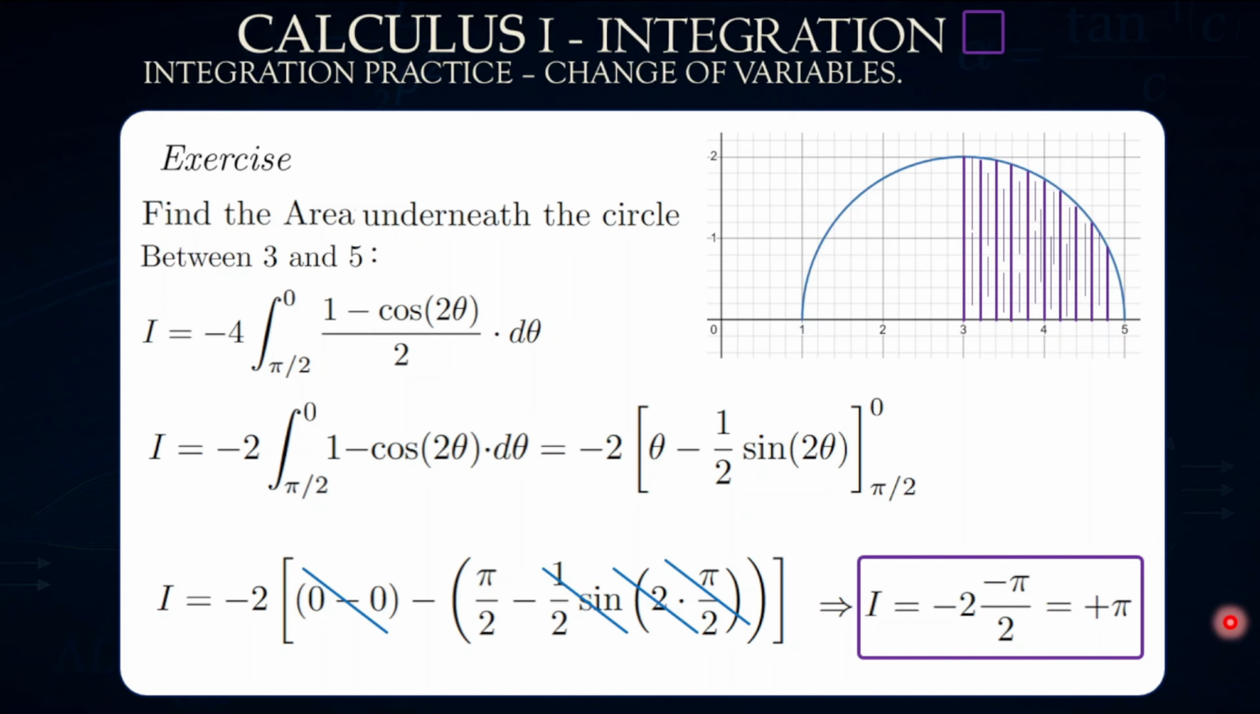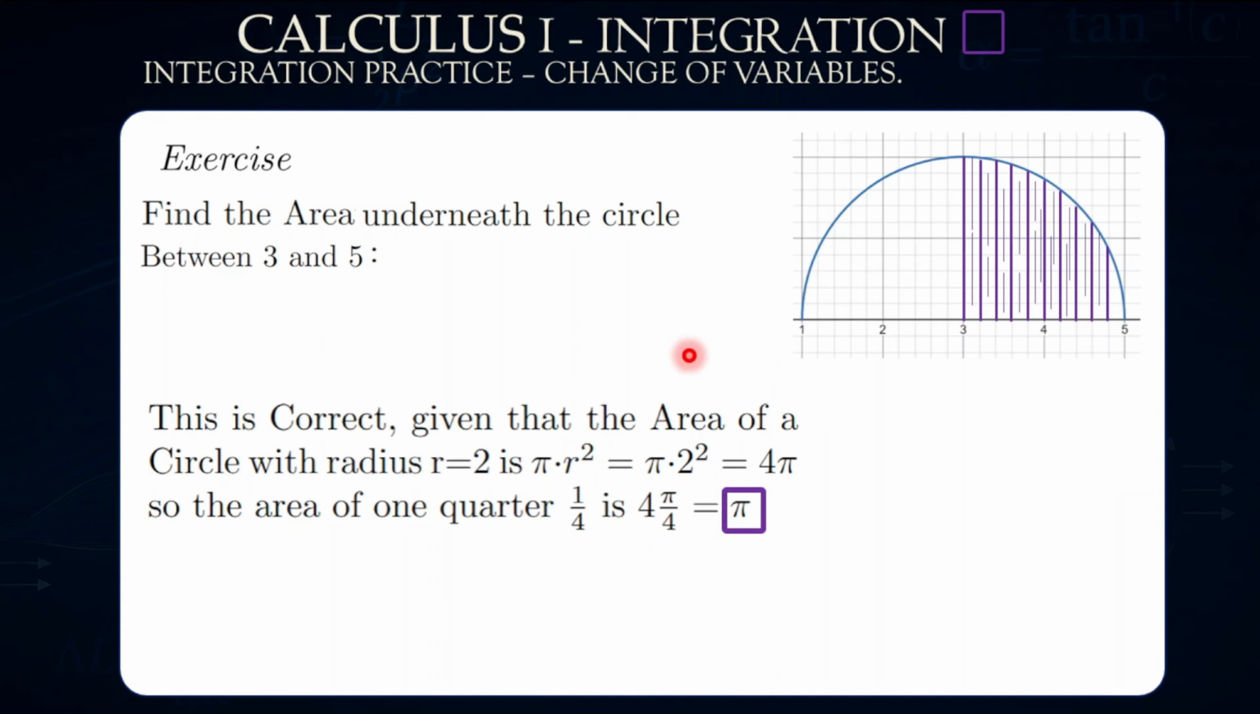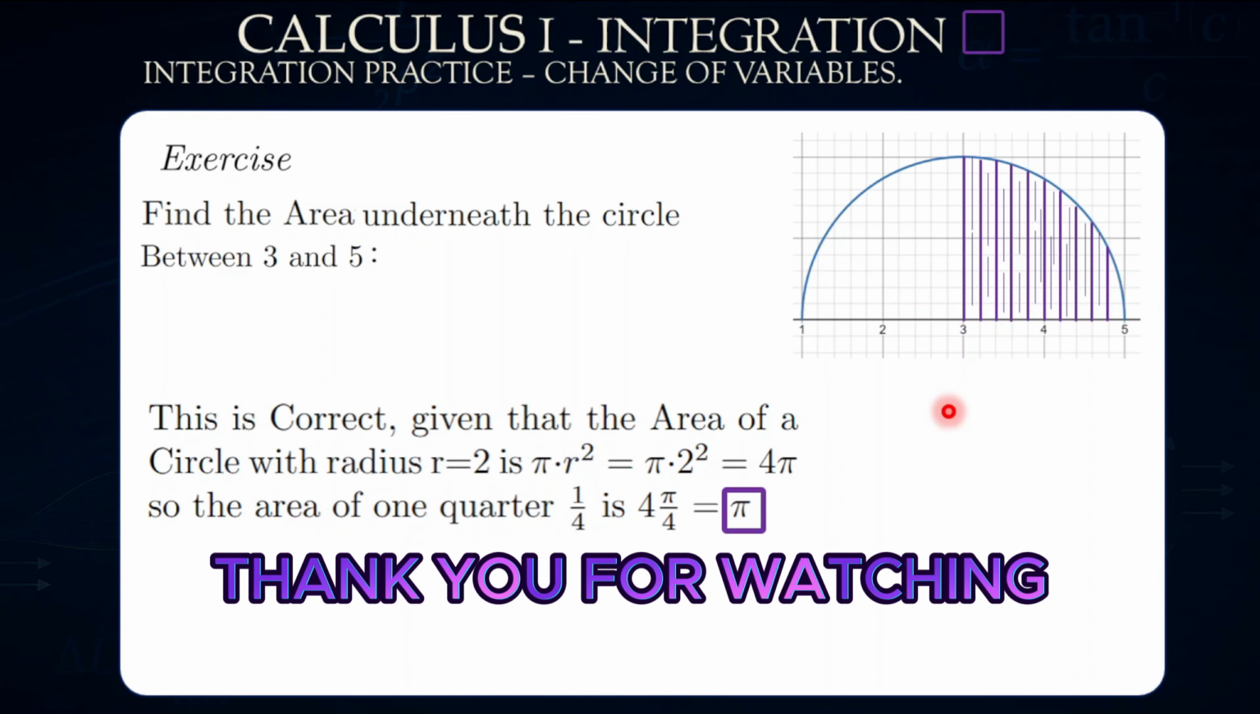Actually, this is the area for the quarter of a disk, okay? Because the actual area is 4 pi, given that the area of a circle with radius r equal to 2 is pi r square, equal to pi times 2 square, equal to 4 pi. So the area of one quarter, which we have here, is 1 over 4 times 4 pi, which is plus pi. The same answer, that's the area of the disk underneath the circle from 3 to 5, which is a quarter of one disk. That's everything for this section. Thank you for watching.